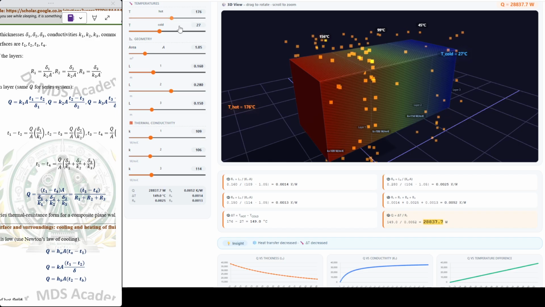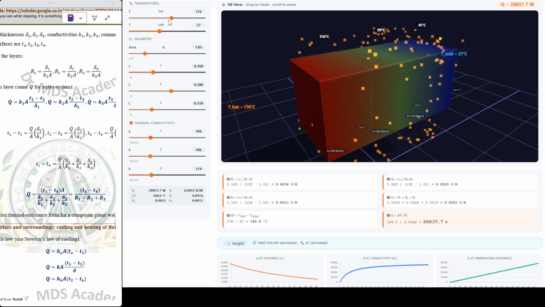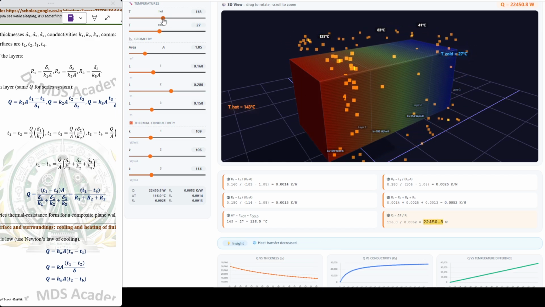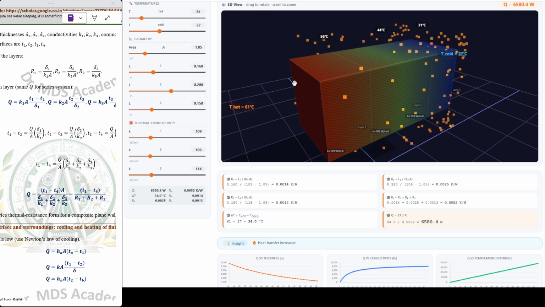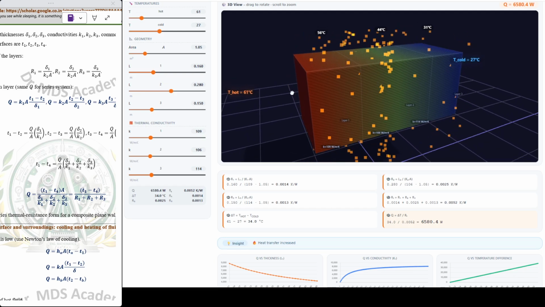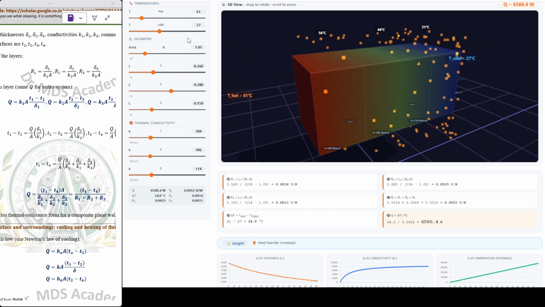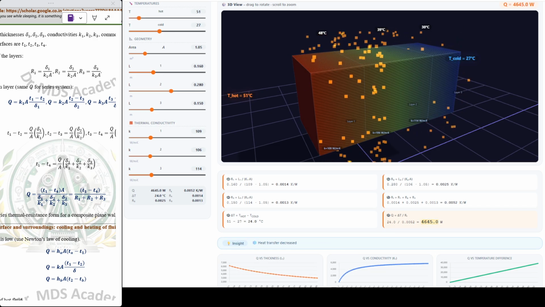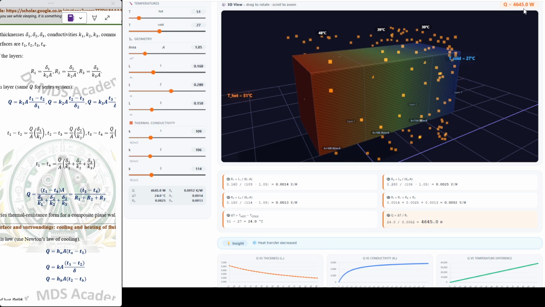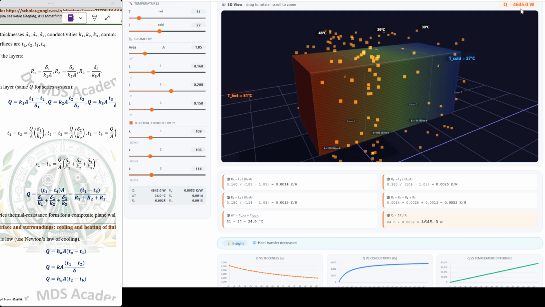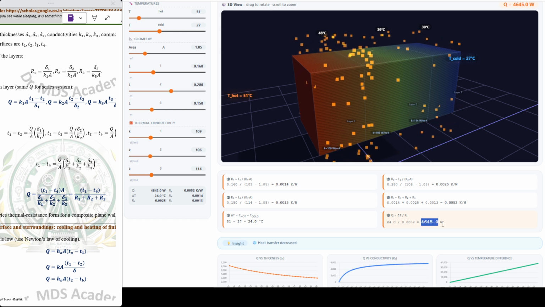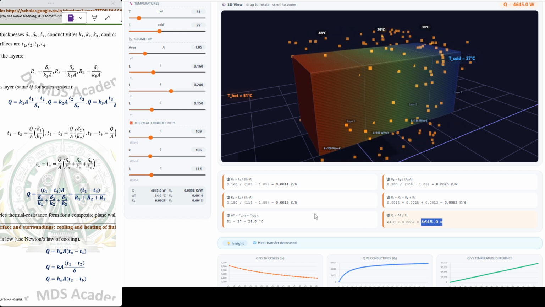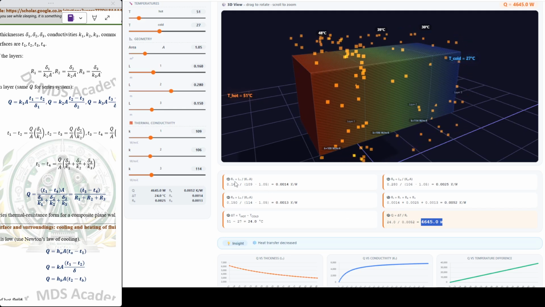See here, as you are decreasing the TH temperature, the beginning temperature of the first wall inlet, see what is happening at the right top corner. You will find Q, the heat transfer rate. Below, you can also find the real data.